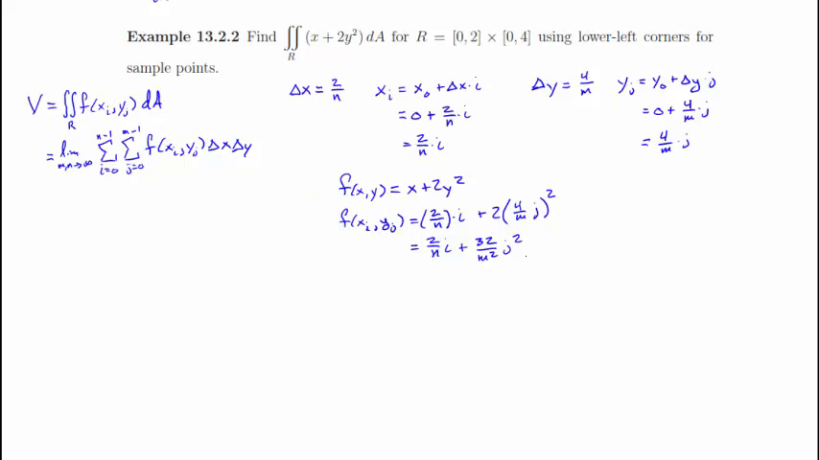So now we can start plugging all of this together. My limit as m and n go to infinity of the sum from i equals 0 to n minus 1, the sum from j equals 0 to m minus 1 of, now I can plug in for f of x sub i, y sub j, this expression that we just found, 2 over n i plus 32 over m squared j squared.